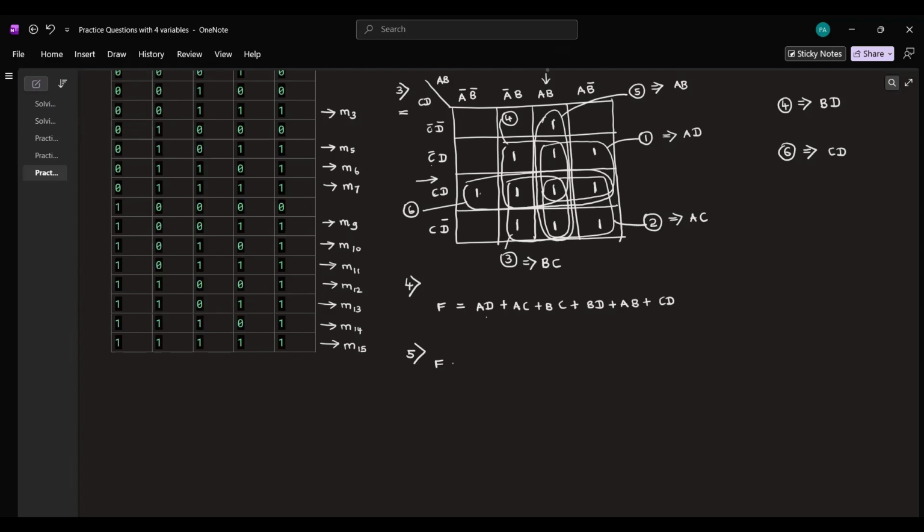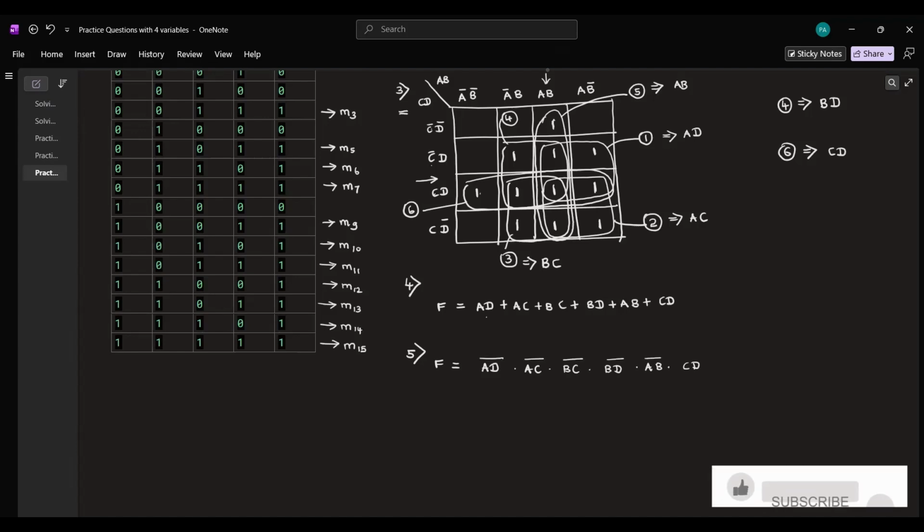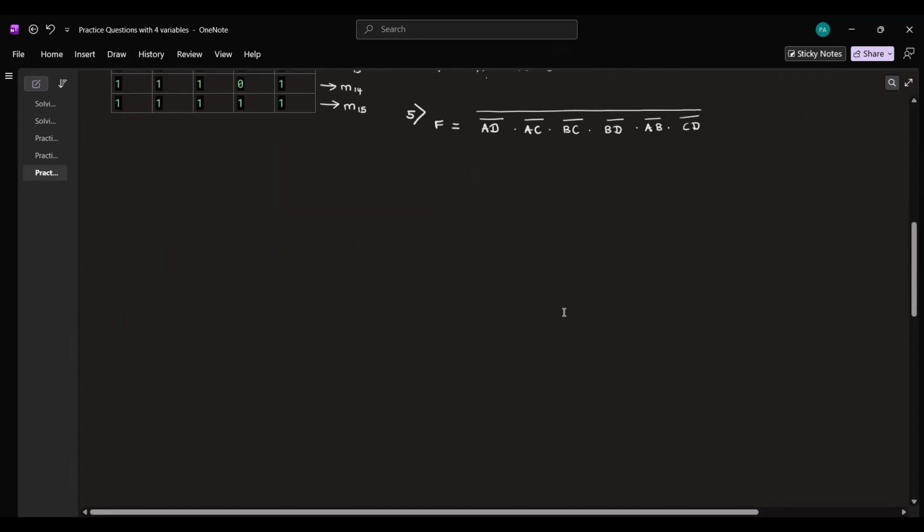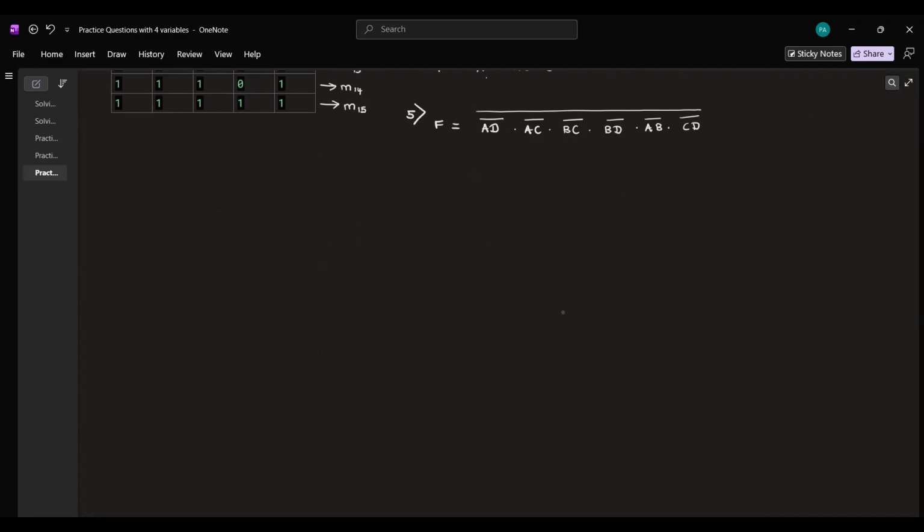So if I rearrange this, we will get AD into AC into BC into BD into AB into CD. But everything will have a whole thing bar, and then these will have a whole thing bar. Beauty of this is we don't have any A bar or those things. So that's a good thing. Interesting. And since there is no A bar or anything, we will just need 7 NAND gates here. So let me draw this.